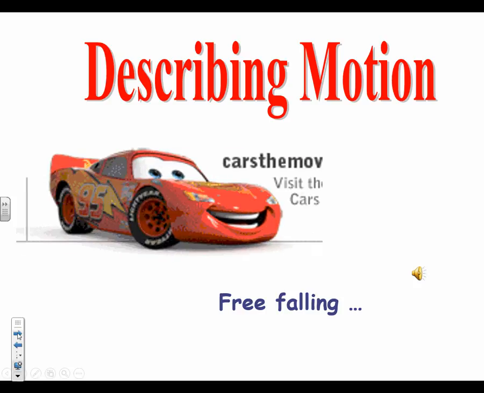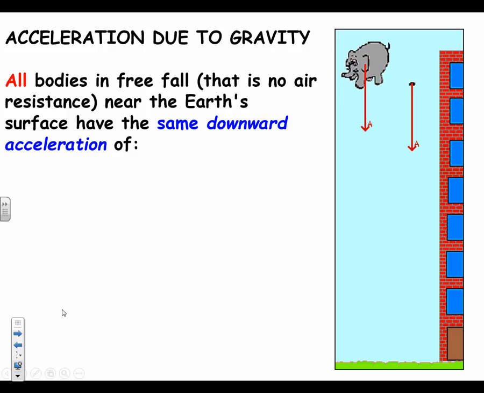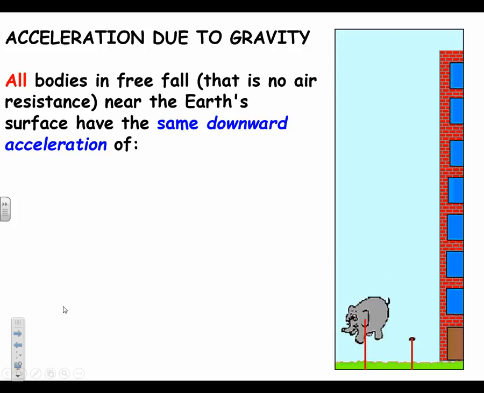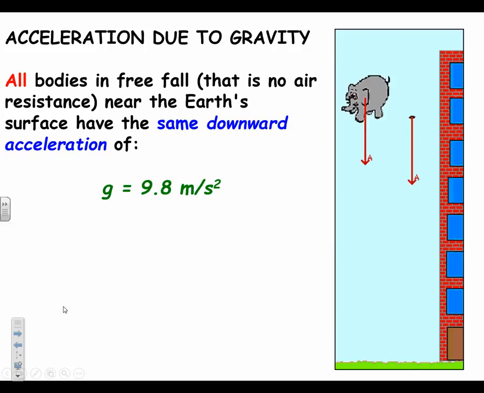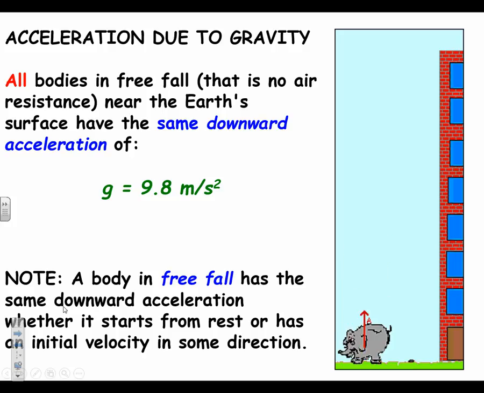Now, really, acceleration due to gravity. All bodies in free fall, that means that there's no air resistance, we're going to live in a perfect world, near the Earth's surface have the same downward acceleration of 9.8 meters per second squared. So it doesn't matter if it's the elephant or the rock, they're both going to have an acceleration of 9.8 meters per second squared. A body in free fall has the same downward acceleration whether it starts from rest or it has an initial velocity in some direction.